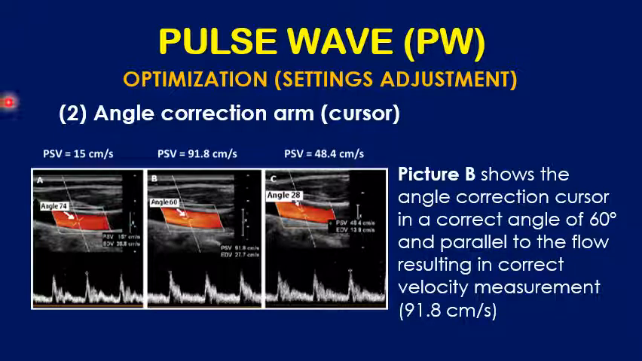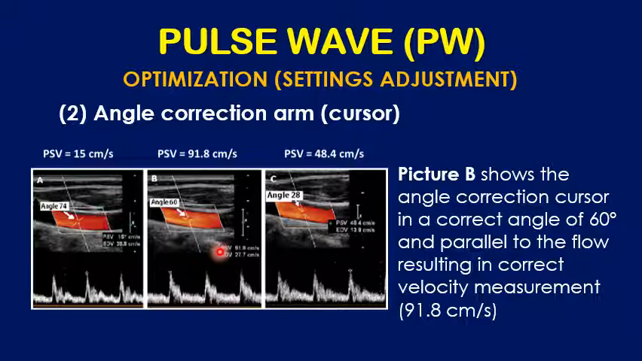This picture here, or the pictures, are showing an example of why it's important to have the angle correction cursor exactly parallel to the vessel, and what will be the result if intentionally change the angle correction arm not in the proper direction. In pictures A, B, and C, this is the same vessel, the same flow, and the same Doppler angle, Doppler line. But the angle correction arm is misplaced in pictures A and C.